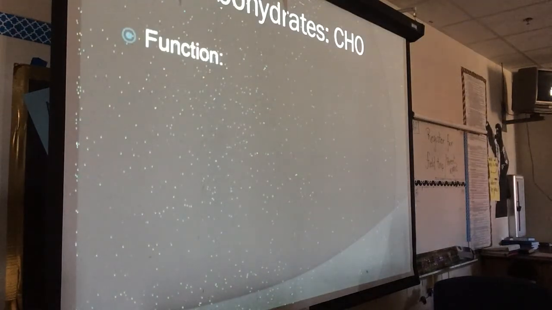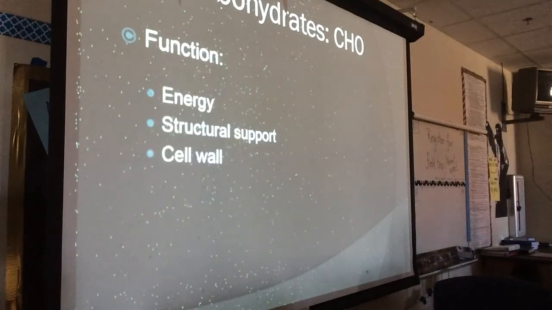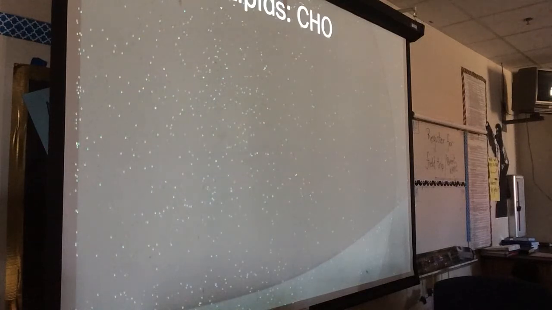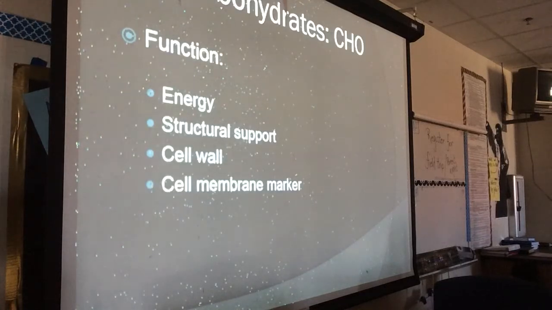So, carbohydrates. We know they have the elements carbon, hydrogen, and oxygen. We know they're in the shape of a ring, because when you're sweet on somebody, you give them a ring. But what do they do? They break up with you. That would be bad, right?